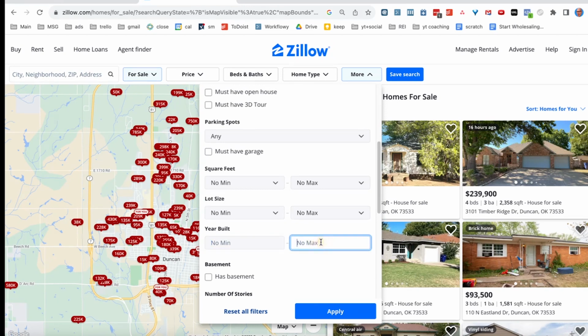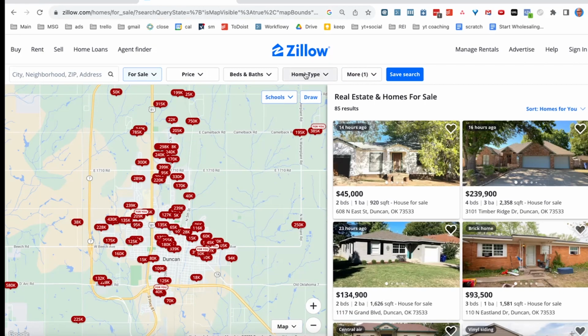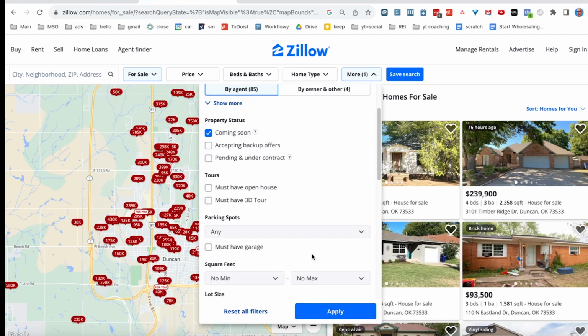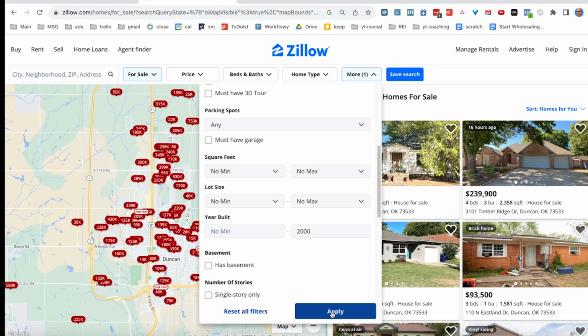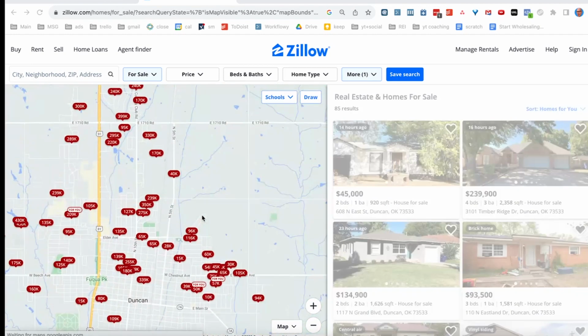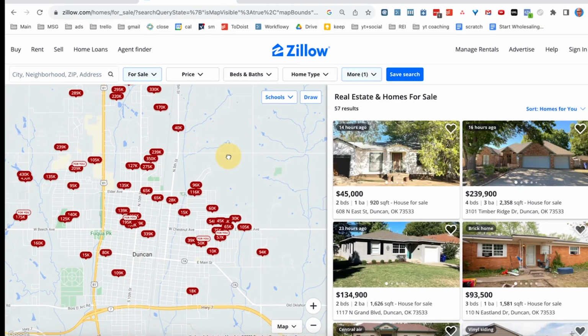So I'm going to put year built max. I'm going to put nothing. We're in 2023, so I would say 2000, right? So I'm going to hit apply, go back, 85 active, pending on the review, 130. Nothing's really changed. But again, I want to make sure that I'm looking at older inventory, not newer inventory. So now, this is a viable market, right? So far, it looks like.